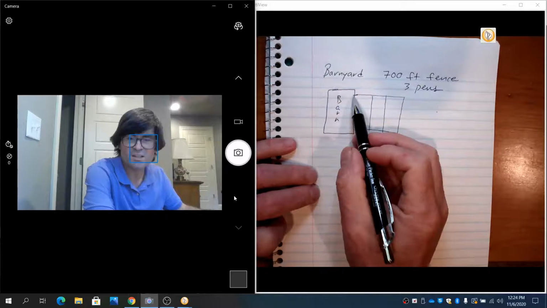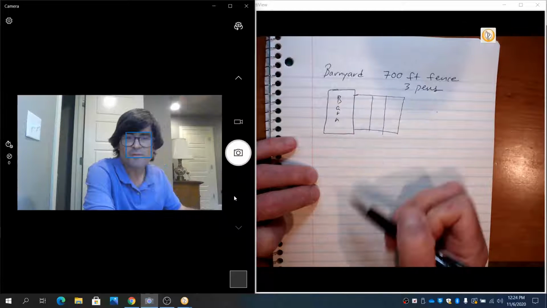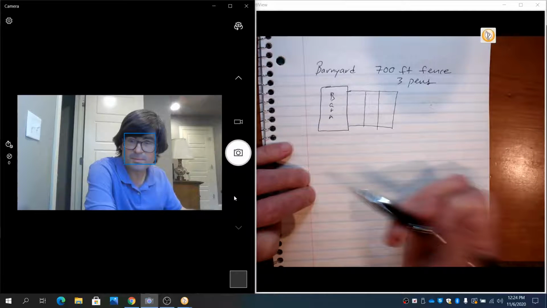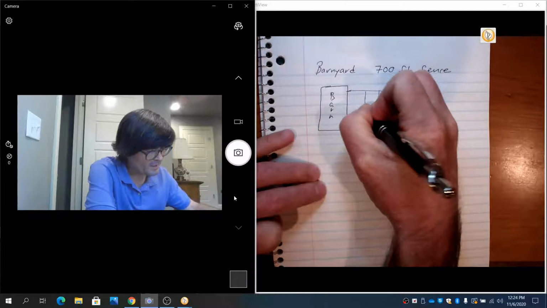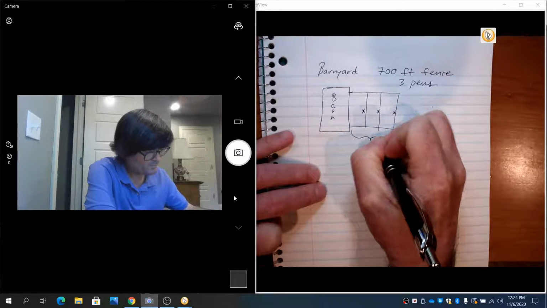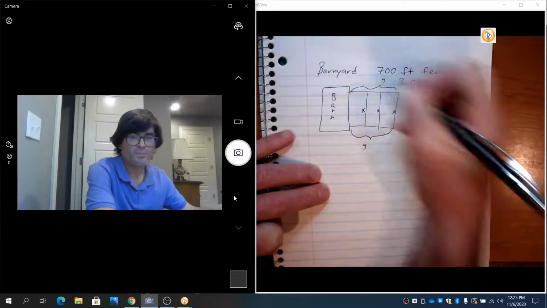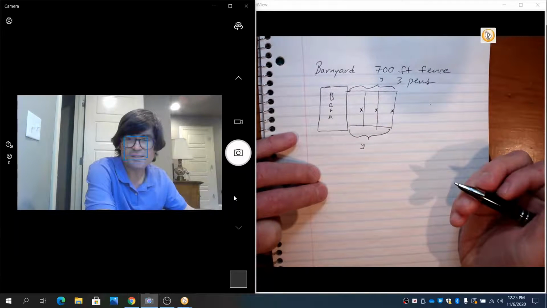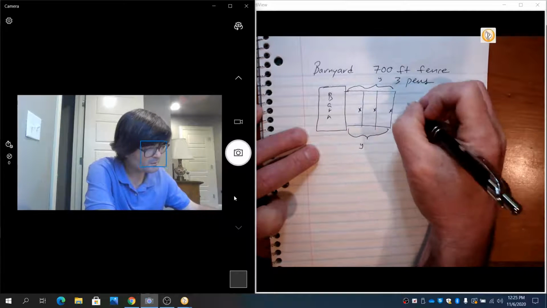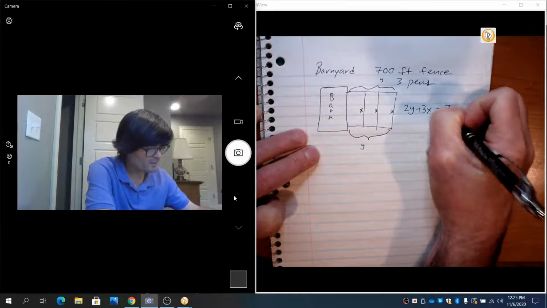You don't need fence on the barn because it's a barn, but you need fence around the outside and then 2 dividers for the inside. So we're going to use optimization to work this out. I'm going to call this x, and this x, and this x. And this is going to be y, and thus this side is y also. So first we need an equation that relates my independent variables, x's and y's. We've got 2 y's, we've got 3 x's, and those are going to be 700.